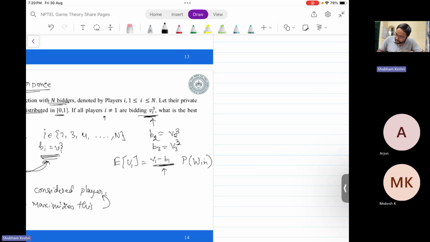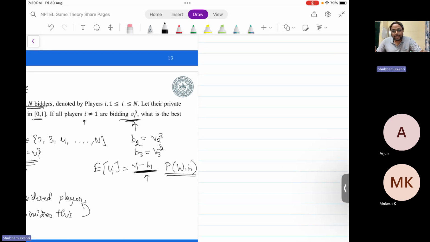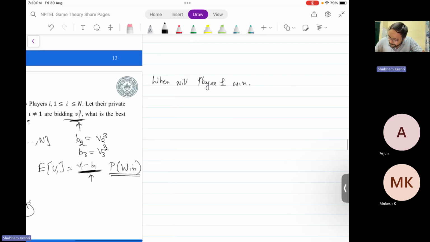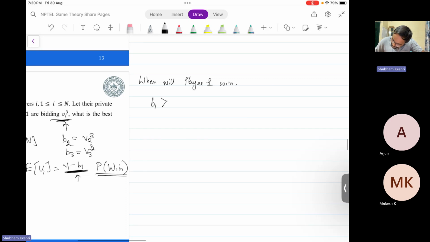Now, you see, we know the value of the utility he is getting when he is winning. What we have to obtain is the probability of winning. Now, the probability of winning is important to understand. How will we obtain this? When will player 1 win? He will win when B1 is greater than all Bi, where i belongs to 2, 3, 4 dot dot n, or equal to, doesn't matter. When it is more than all the other bids, then only he will win.